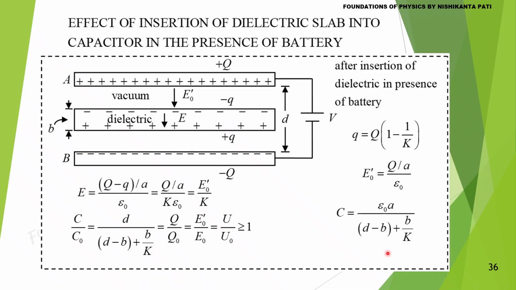Now the capacitance is C equal to epsilon 0 A by D minus B plus B by K. This formula arises from C equal to Q by V.